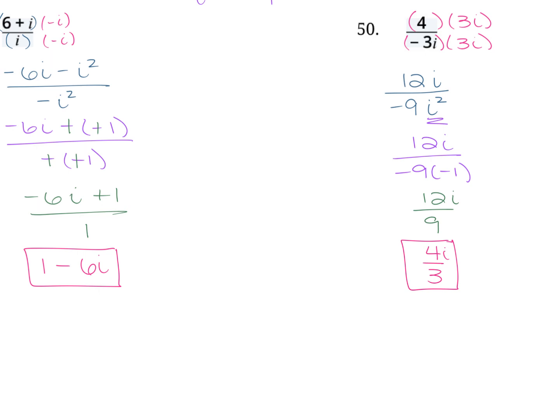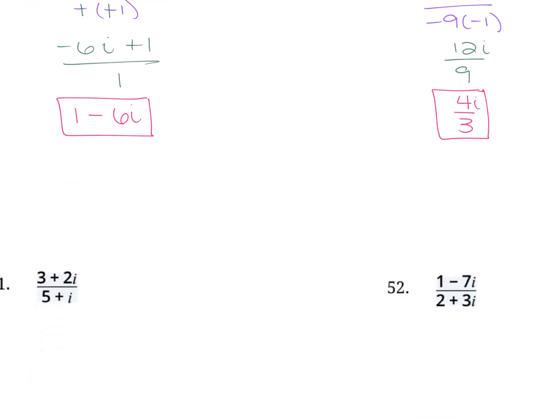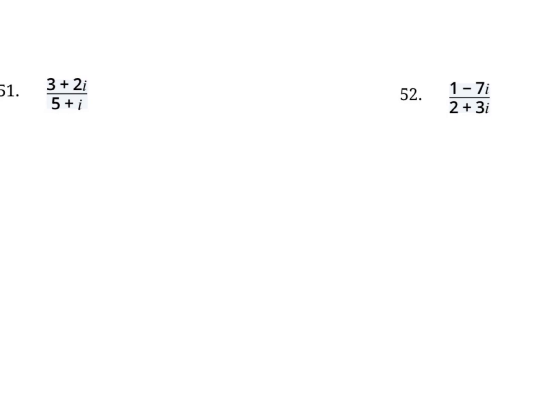For your next example, number 51, you have 3 plus 2i over 5 plus i. Get your complex conjugate from your denominator. I'm going to put parentheses around both my numerator and my denominator. For my denominator, I'm going to keep the 5, keep the i, but change it to subtraction. So it's going to give us 5 minus i over 5 minus i that we're multiplying the current fraction by.